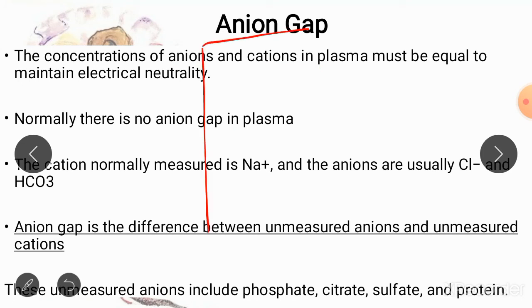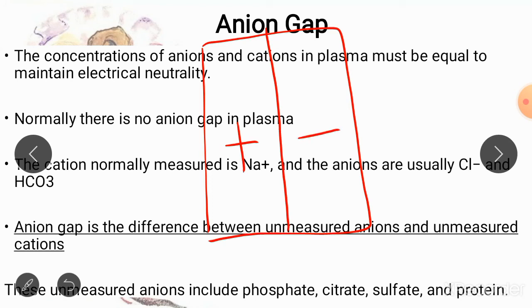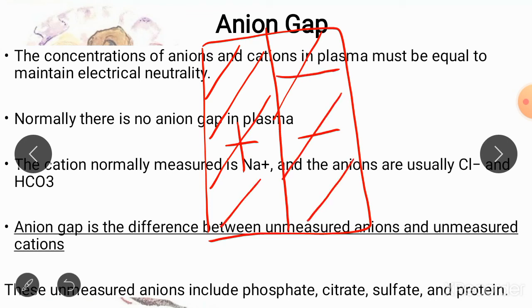What does this mean? Suppose we divide your ions into two halves: on one side we have positive ions and on the other side we have negative ions. Your positive ions and your negative ions should be exactly equal, and there should be no reduction in your negative ions in a healthy individual. But if there is any reduction in negative ions as compared to positive ions, this is known as anion gap. In a normal healthy person no anion gap is present, but in some cases such as metabolic acidosis an anion gap can be present.